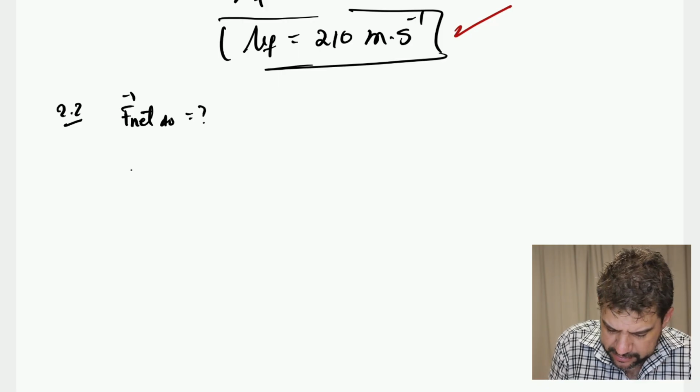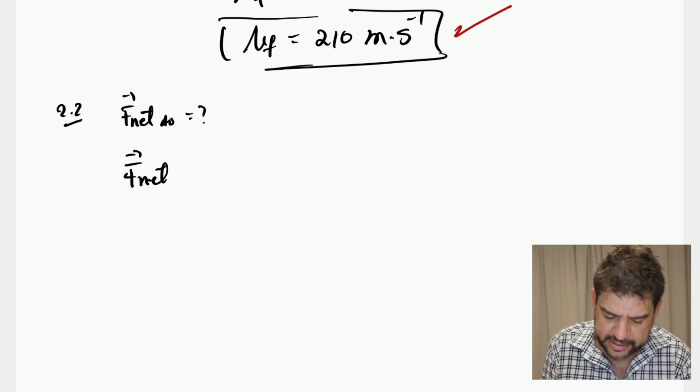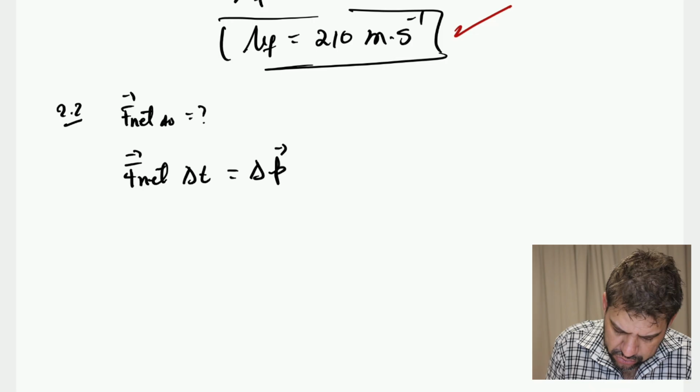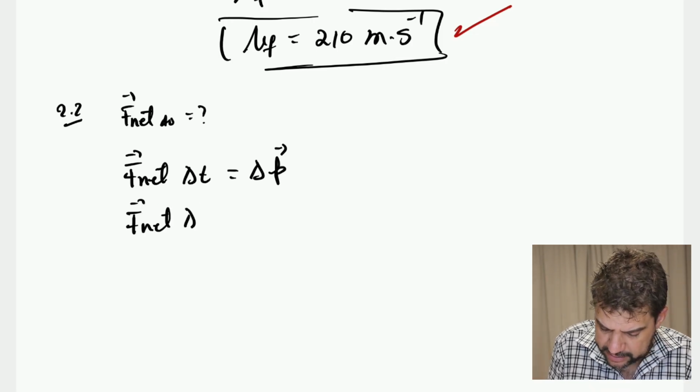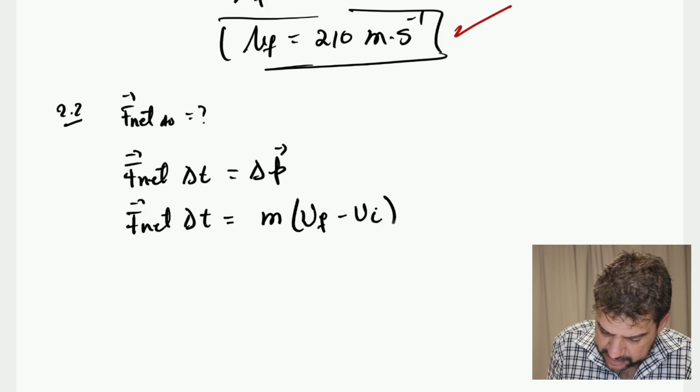F net, let me write it the way that you get it in the exam, multiplied by the time is equal to the change in momentum. All right, going further, F net multiplied by the time is equal to mass times final velocity minus initial velocity, and that is how to calculate it.